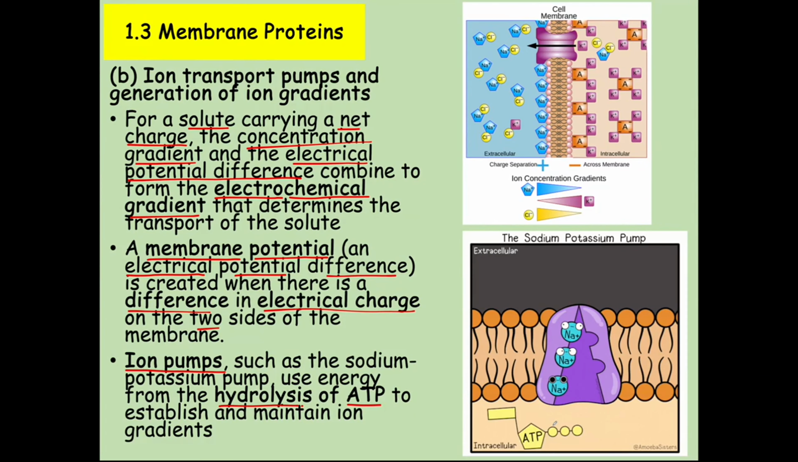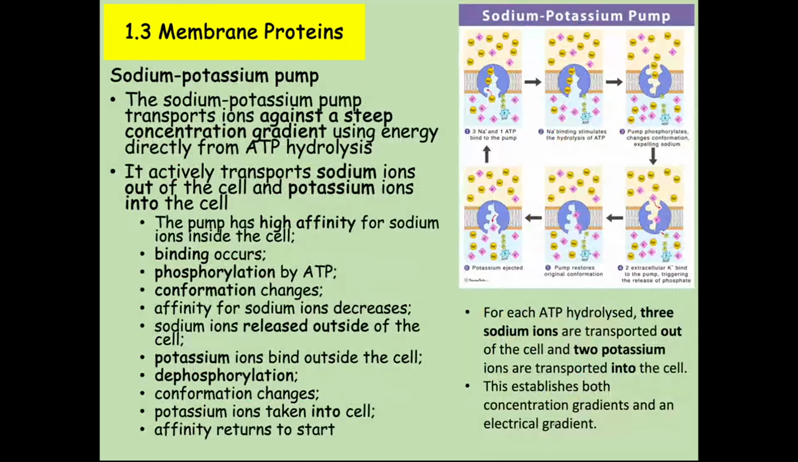But this is an example of an ion pump. It's called the sodium-potassium pump, and it's the one that's most often asked about in the exam. So it's well worth getting used to understanding this. The sodium-potassium pump transports ions against a steep concentration gradient. Okay. So it requires ATP because we're going against the gradient, active transport, okay?